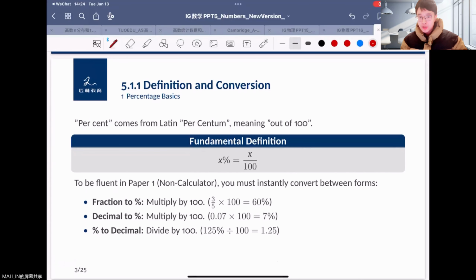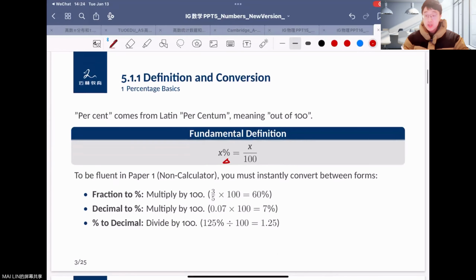For percentages, we sometimes write a percentage symbol after a number, like 25%. It can be converted into the fraction x over 100. Each time you want to convert, just transfer it into a fraction, and it becomes easier. Here are some examples.